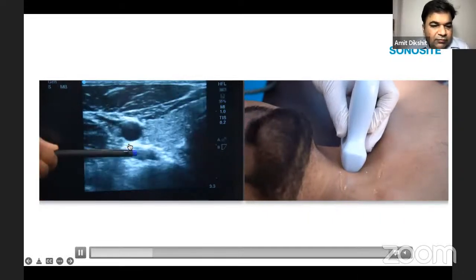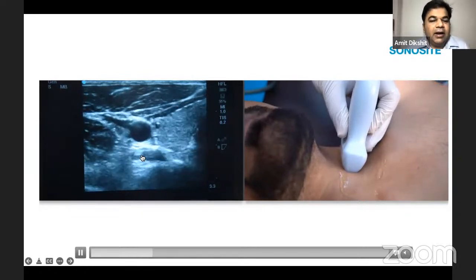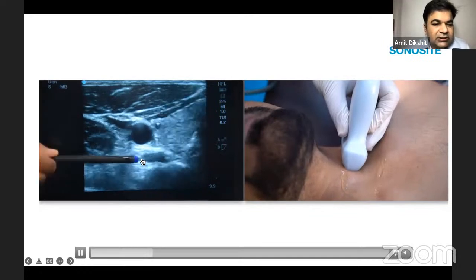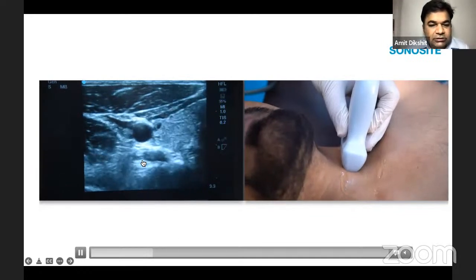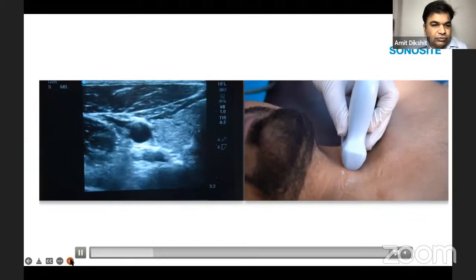So this is for the Horner, where it is exactly below the carotid artery, and behind the longus colli muscle. This is for vagal blockade. So these are some of the areas which we need to know.